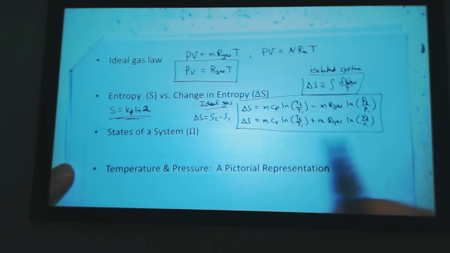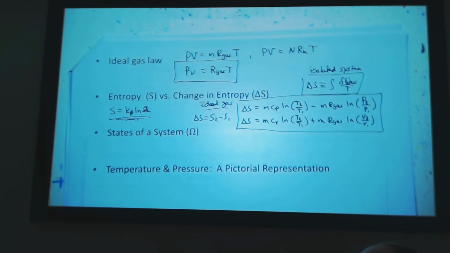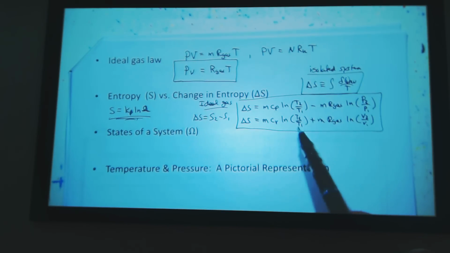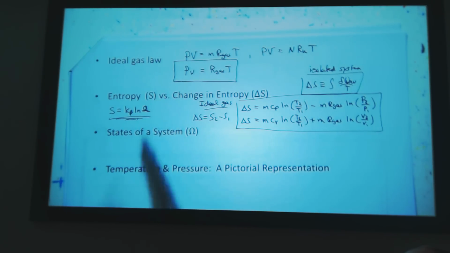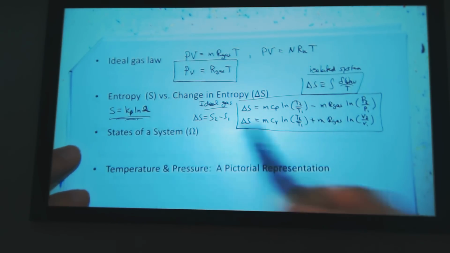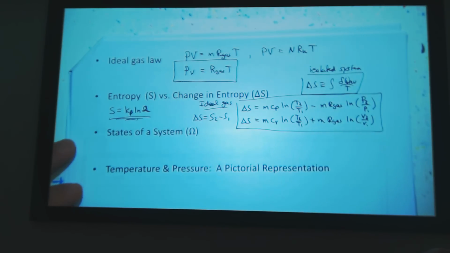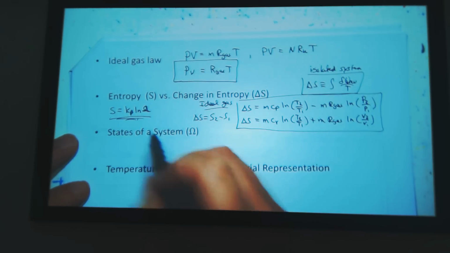However, thermodynamics allows you to calculate changes in entropy based off changes in temperature and pressure quite easily, which I've demonstrated right here. But tell me how omega changes as I change the temperature and pressure of a system. There's no nice equation like this for omega that I can plug into here. So back to the states of the system, omega.